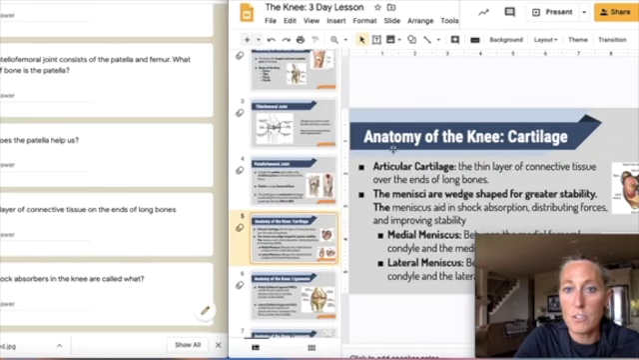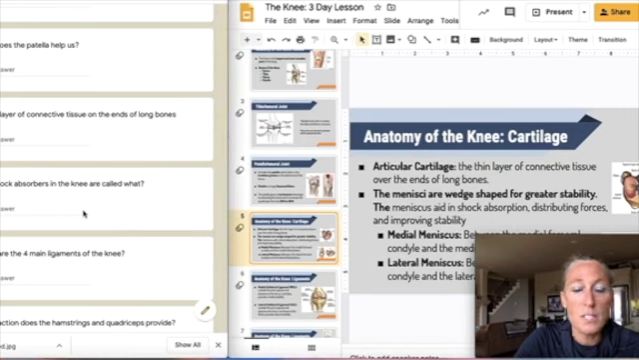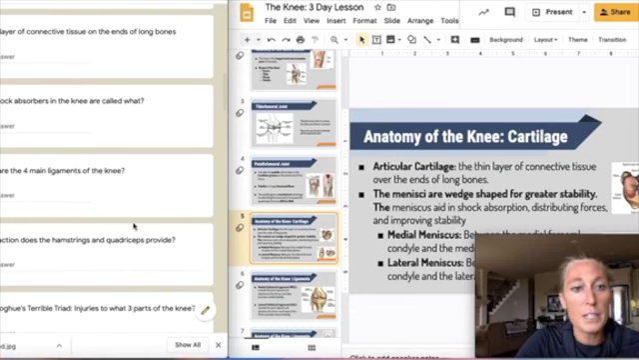All right, here's articular cartilage, a thin layer of connective tissue on the ends of long bones. Next question, the shock absorbers in the knee are called what? It talks about the menisci are the wedge shape for greater stability, and the meniscus aid in shock absorption, distributing forces and improving stability.